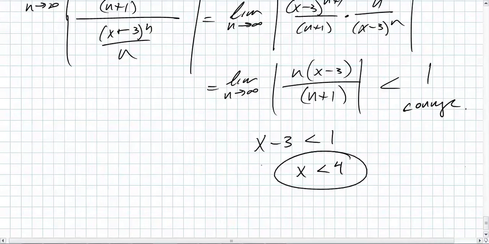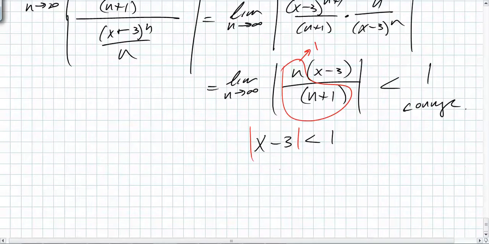So if we know x is less than 4, let's say x is 2, for example. If x is 2, what's 2 minus 3? Does it matter that it's negative? No, it doesn't matter. And then you have n over n plus 1. Careful. We want this whole thing to be less than 1. What's the only thing that really affects the size of this? The x minus 3. So we need the absolute value of x minus 3 to be less than 1 right here.